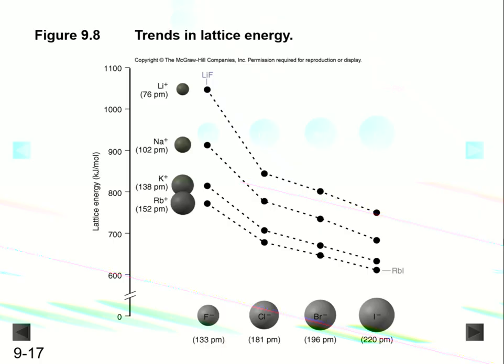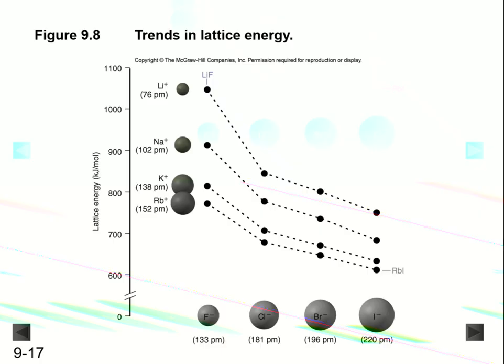And we can see a very clear example of this here in this figure. On our vertical axis, we have lattice energy going from 0 up to a very large number, 1100 kilojoules per mole, or 1.1 megajoules per mole. That's a big number. And we have 4 alkali metal cations: lithium, sodium, potassium, and rubidium.